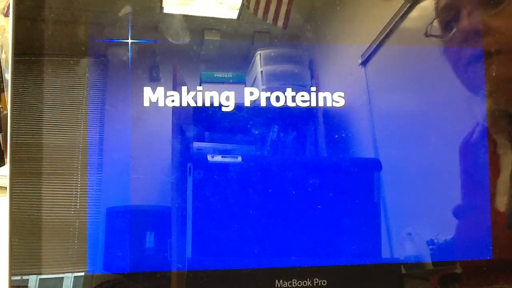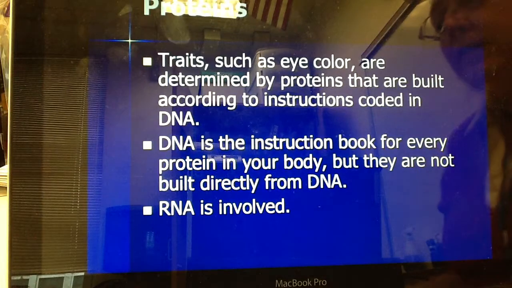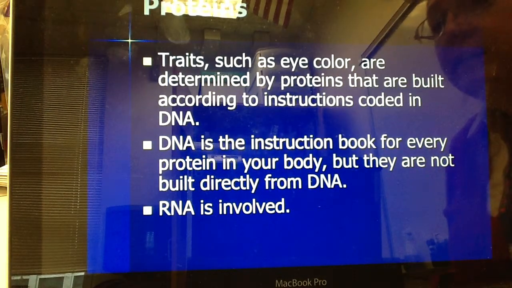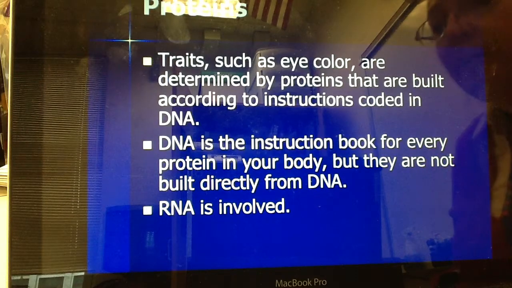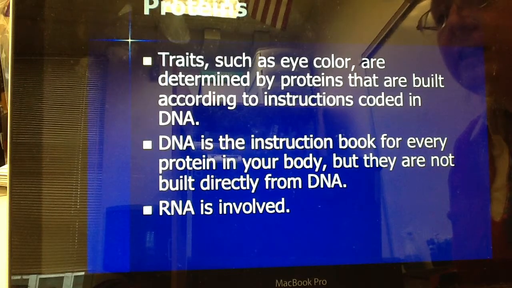Okay guys, today's lecture is going to be on making proteins. Proteins are essential to all of us. We're all made up of proteins. Traits such as eye color are determined by proteins that are built according to instructions encoded in the DNA. So if we didn't have our DNA, we would not have blue eyes, we would not have green eyes. Okay? Our DNA determines that.